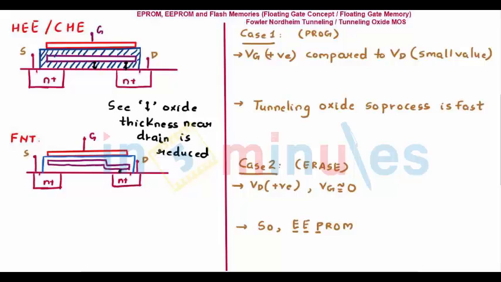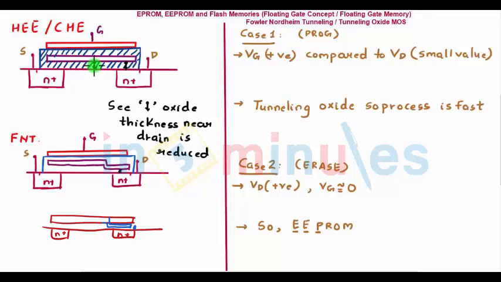In the hot electron effect, or channel hot electron injection, we saw that this was the floating gate, right? And we also saw that this floating gate, due to the hot electron effect, will trap the charge, which will increase our threshold voltage to greater than VDD. Now, what change do we make in Fowler-Nordheim tunneling, or tunneling oxide MOS, is that my polygate shape changes. Initially, my polygate was like this, over the drain and the source. Now, towards the drain side, the change I'm making is reducing the TOX.